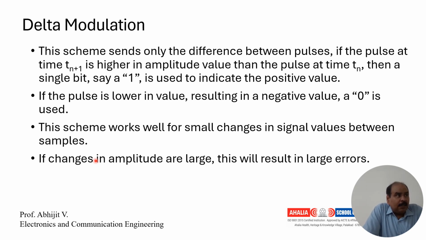Delta modulation has higher resolution. It means that even for a small change in input value, it responds in a much better fashion than any other kind of modulation. And delta modulation has wide applications. Among the notable drawbacks of delta modulation is that if the amplitude varies to a great extent, when the change in amplitude is large, you will have large errors.